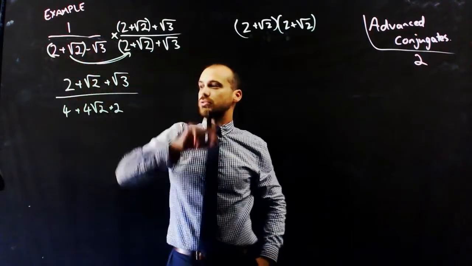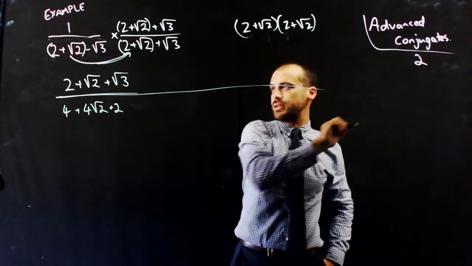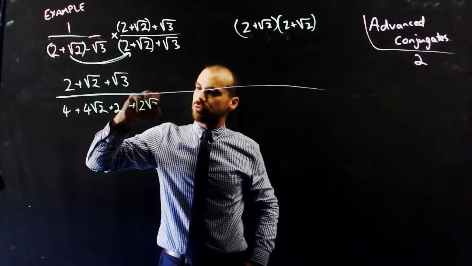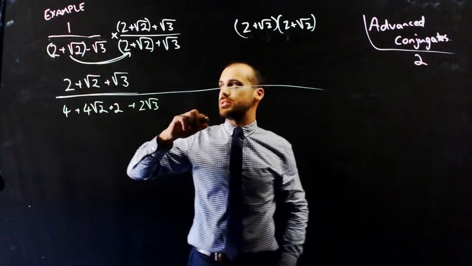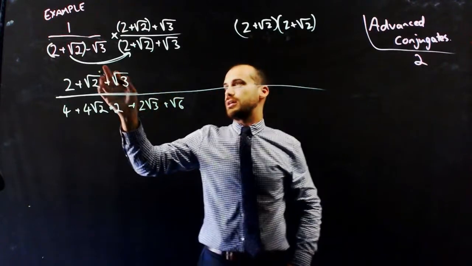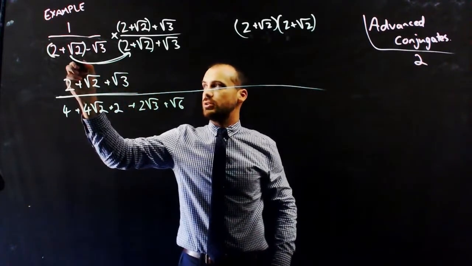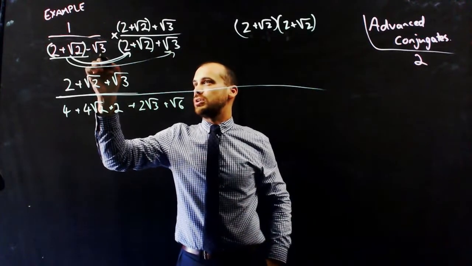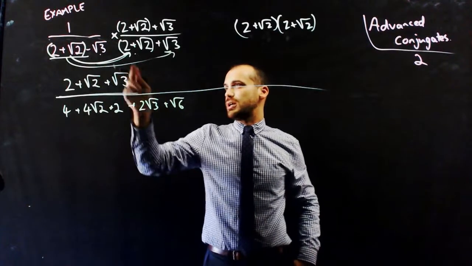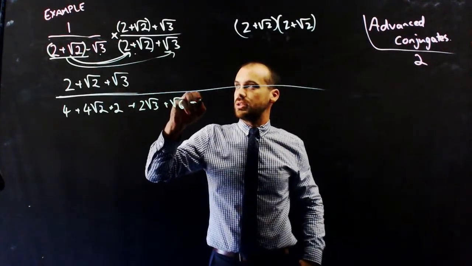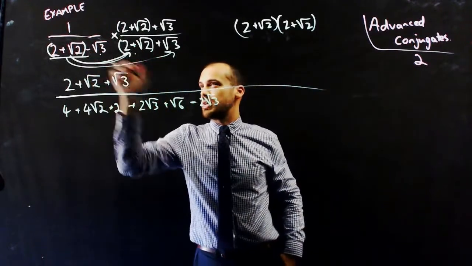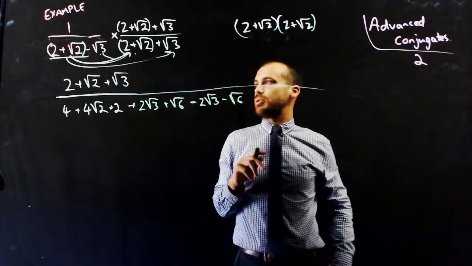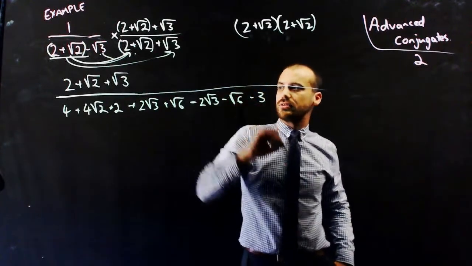Which is 2 plus root 2 times root 3. Going to need a little bit of space here. Root 3 times 2 is 2 root 3. Root 3 times root 2 is root 6. That's what I just did, this whole bracket times that. Now I need to do negative root 3 times 2 plus root 2. So that's going to be 2 times negative root 3, which is negative 2 root 3. And then root 2 times negative root 3 is negative root 6. And then finally, negative root 3 times positive root 3 is negative 3.